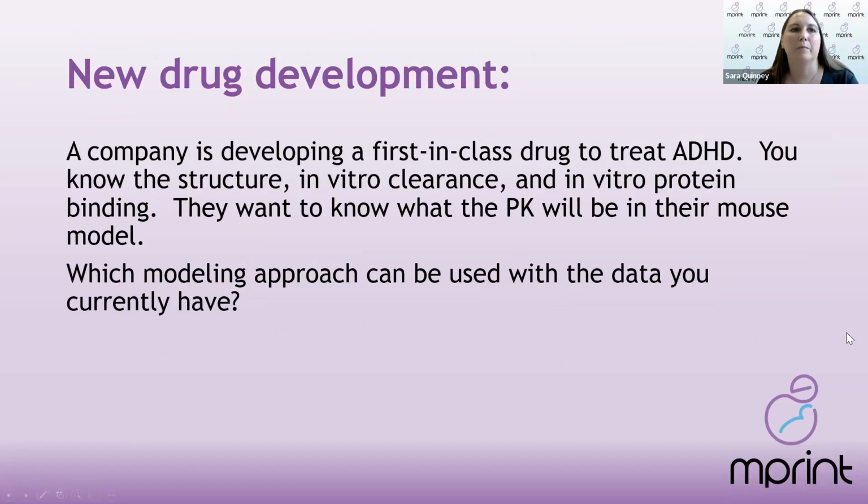development of a new drug. A company is developing a first-in-class drug to treat ADHD. You know the structure, the in vitro clearance, and the in vitro protein binding. But they want to know, what dose should I give to a mouse in order to obtain a therapeutic effect? So how would you initially start, only knowing structure, in vitro, and in vivo data, in modeling this data? What approach could we use here? And feel free to turn on your camera and speak up.